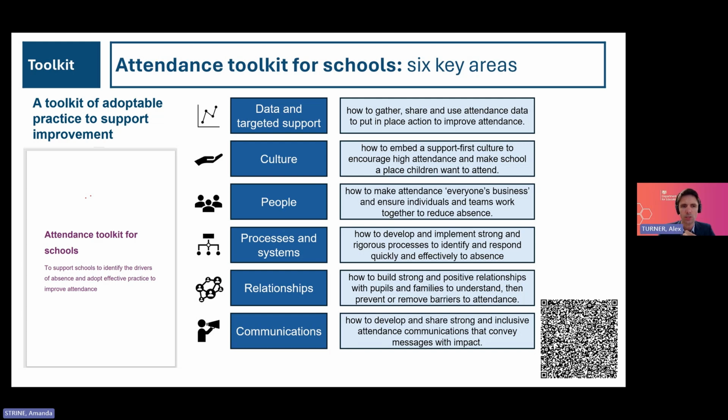The second section takes you through how you might embed a support-first culture and encourage really high attendance, making school a place where children feel they belong and want to attend. The third covers how you make attendance everyone's business in a school and ensure that individuals and teams work together to reduce absence. The fourth is about systems and processes, how to develop and implement strong and rigorous processes to identify and respond really quickly to early trends in absence at cohort or individual level.